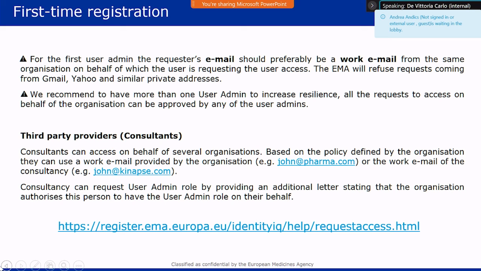So some tips for the first user administrator. As I said, this is something that we as EMA verify. So it's really important that it's coming with a work email, a business email. It will really facilitate the approval if the email is coming from the same organization for which the user is requesting access in IRIS. For the first user administrator, we will tend to refuse all requests coming from private addresses like Gmail, Yahoo, and similar.